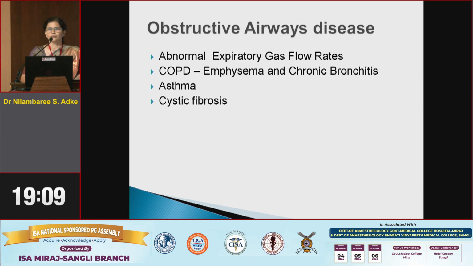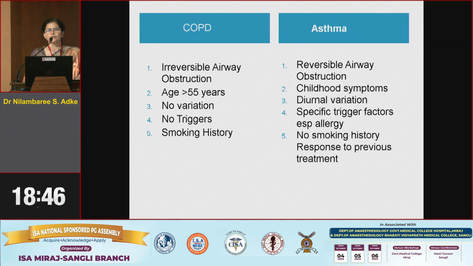So, please maintain silence. We come across obstructive airway disease patients frequently. What is the exact pathology? It is abnormal expiratory gas flow rates. And these obstructive airway diseases comprise mainly COPD, asthma, and cystic fibrosis. COPD comprises emphysema and chronic bronchitis patients. COPD and asthma are different because COPD has irreversible airway obstruction, while asthma patients have reversible airway obstruction.